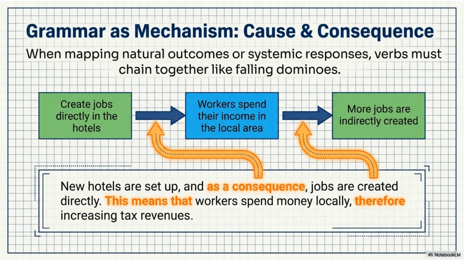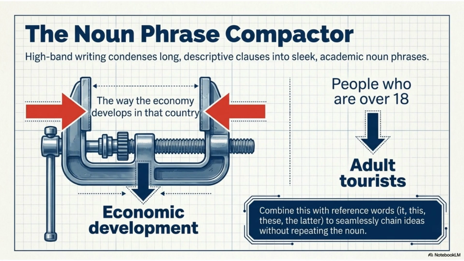When describing natural outcomes, chain your verbs like falling dominoes. Use phrases like "as a consequence" or "this means that" to demonstrate a clear progression of effects. Advanced writing condenses long clauses into academic noun phrases. Combine this with reference words like "this" or "the latter" to chain your ideas seamlessly without repeating nouns.